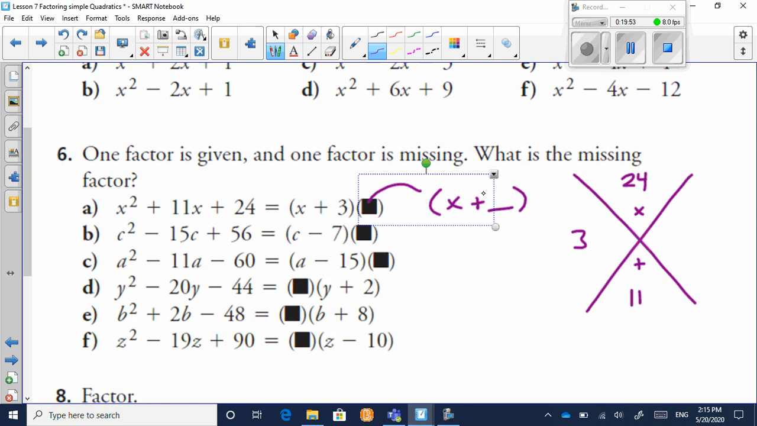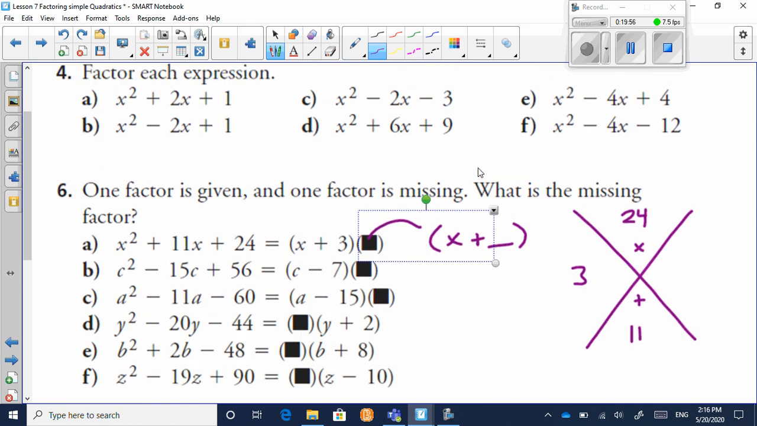Okay, so this is just nice. It's good practice setting up your Xbox and finding the two numbers. Okay, good luck with that, you guys, and let me know if you have any questions.